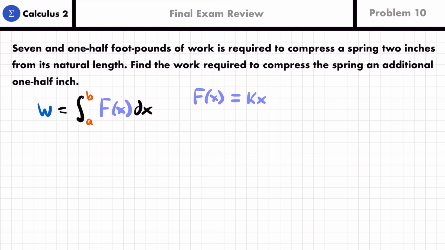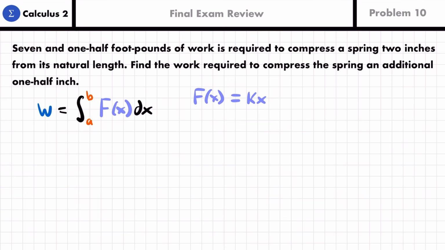But now let's go back to the problem and figure out what kind of calculations we can set up. First of all, we know that 7½ foot-pounds of work, that is an amount of work W, that amount is required to compress a spring 2 inches from its natural length. Okay, so this first sentence is describing one scenario, and then the second sentence is a slightly different scenario. It tells us to find the work required to compress the spring an additional 1/2 inch.